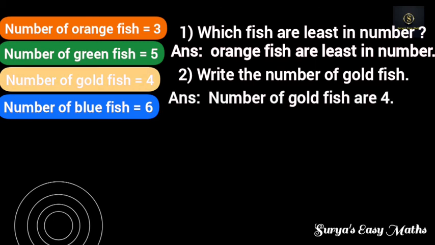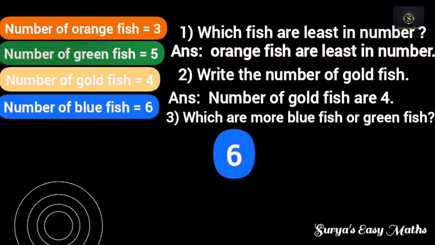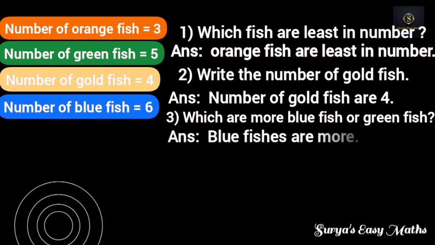Now let's see third question. Which are more, blue fish or green fish? So children, see the data which we collected. How many blue fishes are there in it? It is 6. Now see green fishes, how many they are? They are 5. So which is more, 6 or 5? Yes, 6. So 6 are blue fishes. Therefore, we write answer as blue fishes are more.